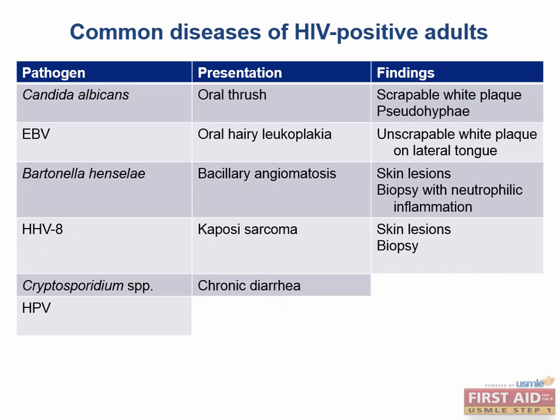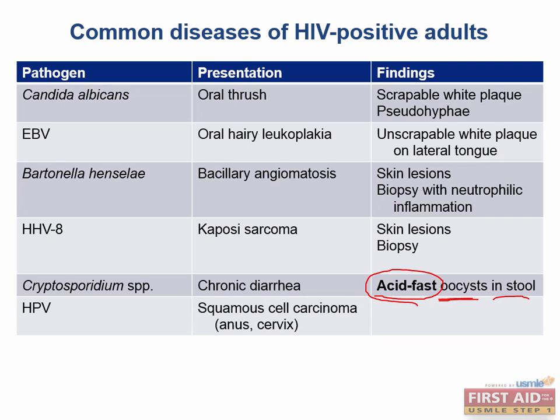Cryptosporidium is a protozoa that can cause chronic and watery diarrhea. The best way to diagnose Cryptosporidium infection is by finding acid-fast oocysts in the stool. Human papillomavirus can cause squamous cell carcinoma of the anus or the cervix in women. Remember, the immune system is just as important for controlling cancer as it is for controlling infections. So it's important to look for any sort of malignancy in these sensitive areas in a patient with AIDS.